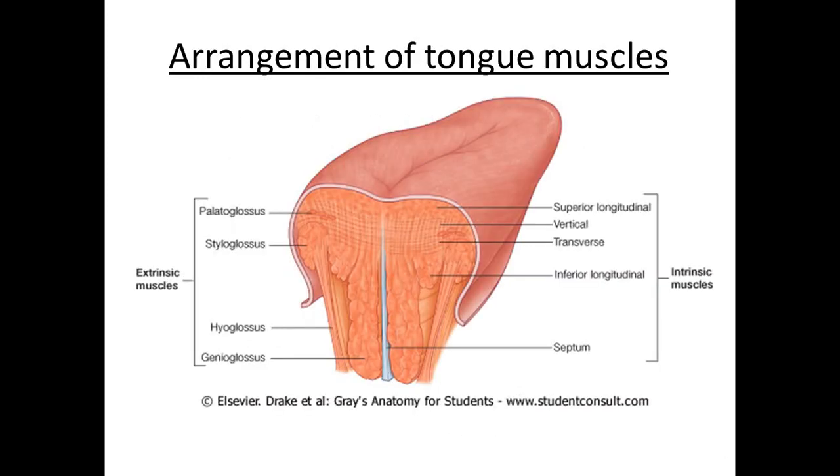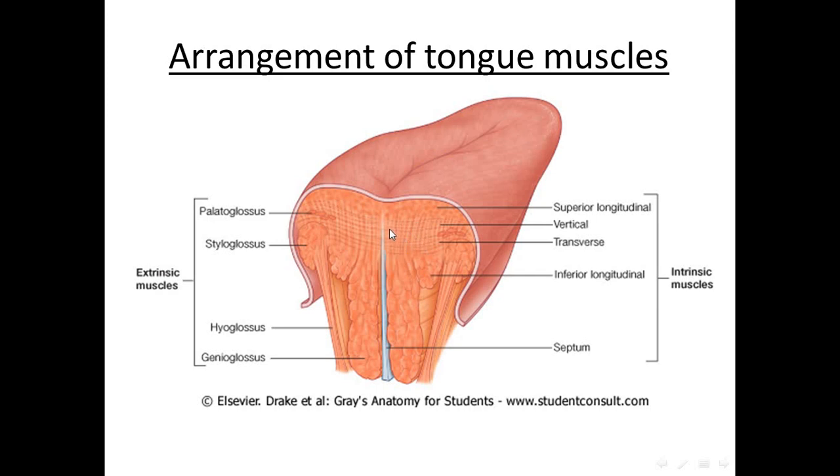This is the arrangement of the muscles that make up the tongue. They are divided into intrinsic muscles, which are the muscles that form the tongue, and extrinsic muscles, which are the muscles that attach the tongue to the surrounding structures. So, the intrinsic muscles include the superficial longitudinal muscles. These are longitudinal muscles parallel to the long axis of the tongue.